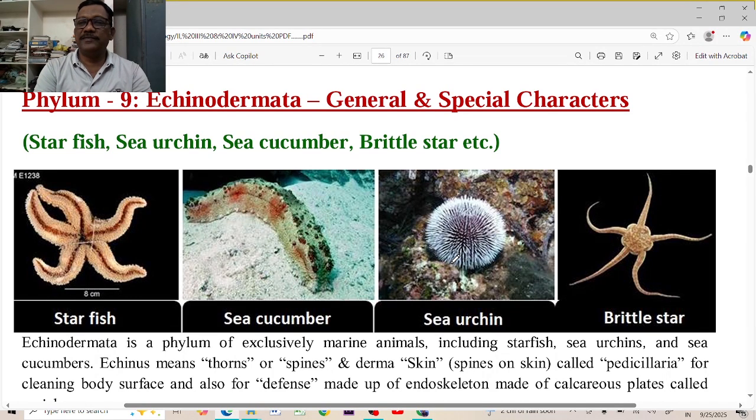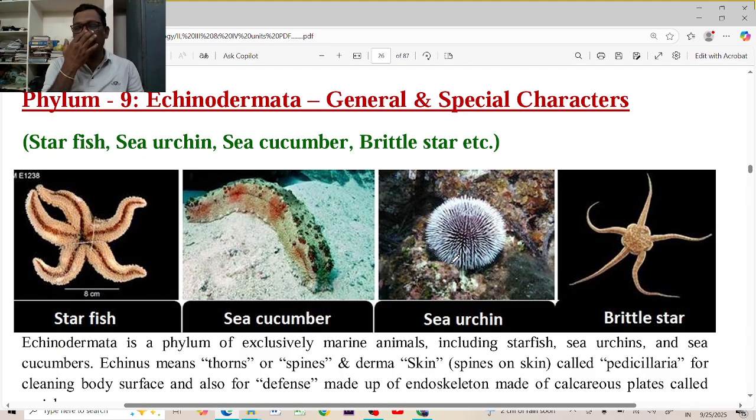Echinodermata, general characters and special characters. We are going to discuss everything, the general and special adaptations that take place in this Echinodermata. In the animal kingdom, this is one major phylum, phylum number 9. Starfish, sea urchins, sea cucumbers, and brittle stars are present in it.